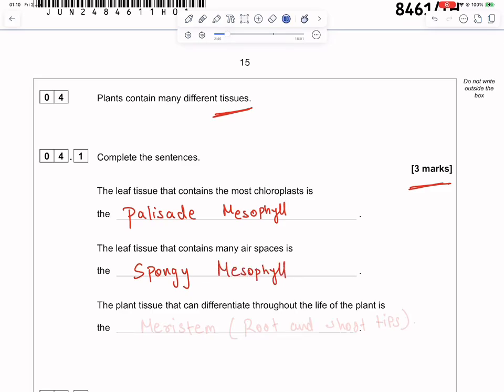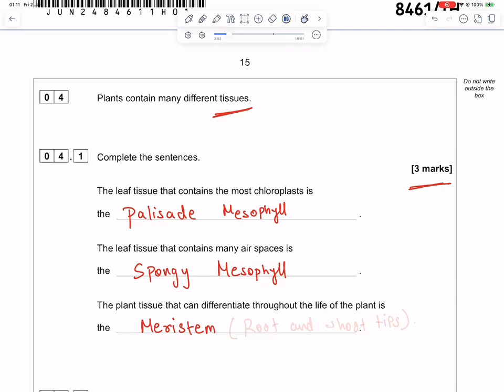Progressing on to the next one, the plant tissue that can differentiate throughout the life of the plant. So it's like the stem cell, but plant version. It is the meristem tissue. Now, as you can see, this is a pure recall question. There is no explanation, there's no reasoning.